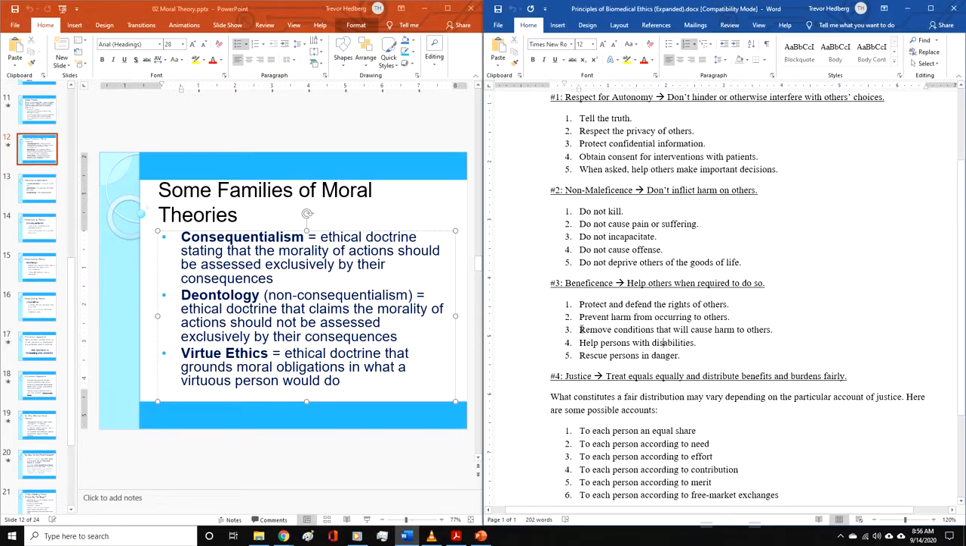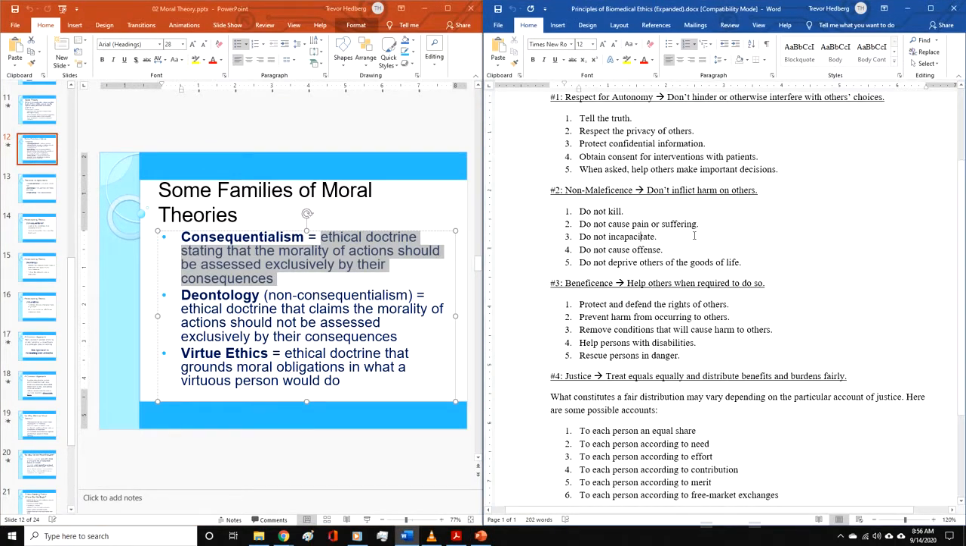Preemptively removing conditions that could be harmful to other people in the future. Helping people who have disabilities or other things that make certain resources potentially inaccessible to them, rescuing people who are in potential danger, and the list goes on. The basic idea is that the principle of beneficence is about providing positive benefits to people who are in need of them. And so again, it's about promoting good consequences at its core.